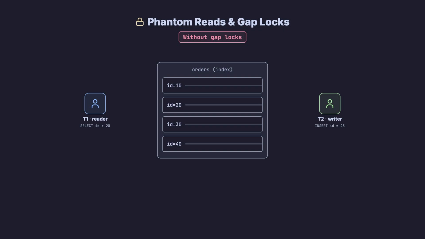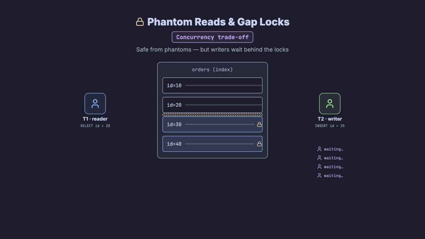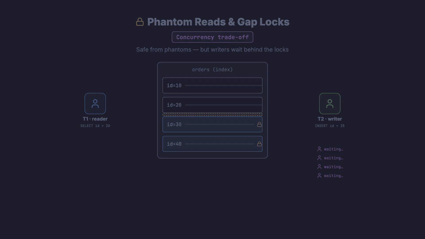Those next key locks are there precisely to prevent phantom reads, a second execution of the same query within the transaction returning new rows. Without them, another transaction could insert a row into the gap, and your repeated select would see it. InnoDB trades off the phantom read for locking granularity that can hurt concurrency.